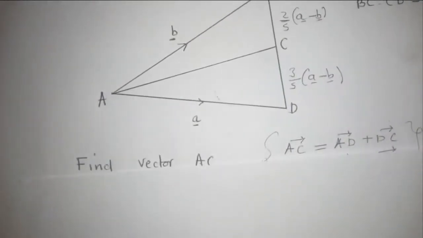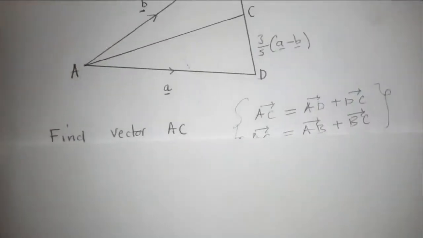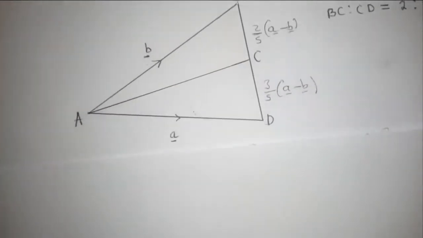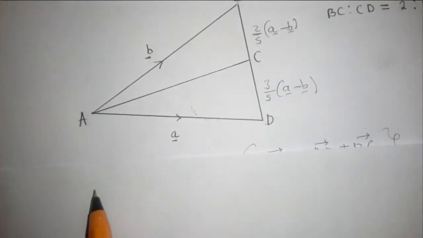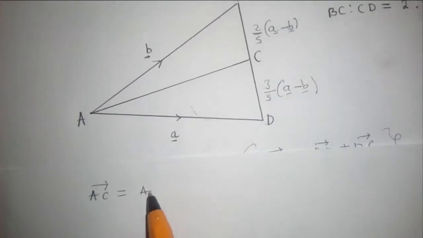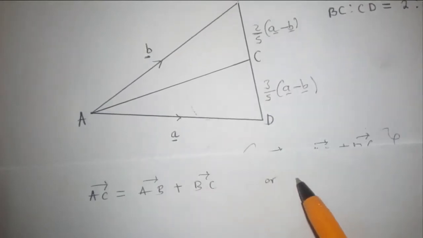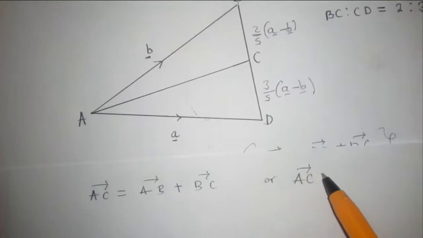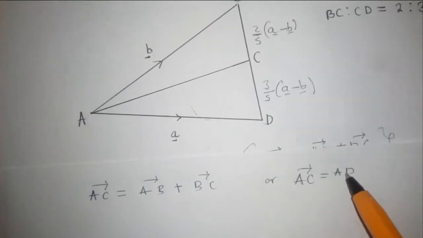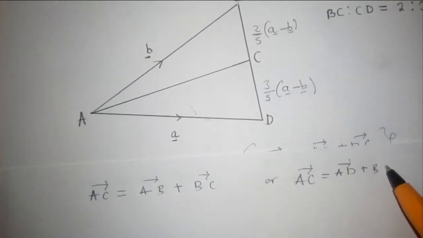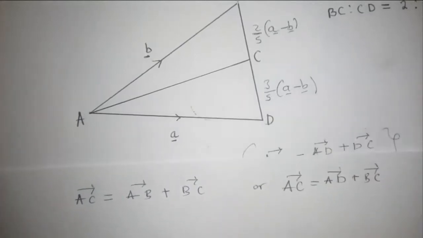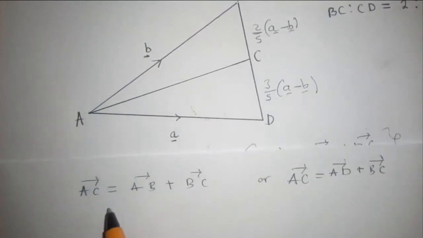Now to find vector AC, which we've been asked to find, we say AC is equal to AB plus BC, or AC is equal to AD plus DC. So these are the two methods. If you want, you can go with this one, or this one, but they all give you the same answer.